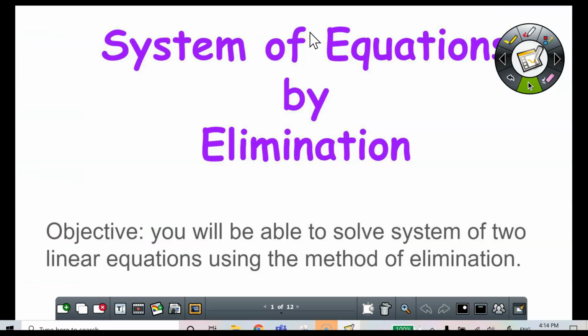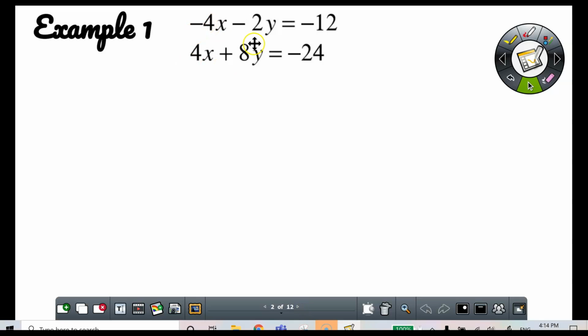So in this video, we're going to solve systems of equations by a new method, which is elimination. First example. First, observe your equations. You see that each one has a pair of x terms, a pair of y terms, and on the other side a pair of single numbers.